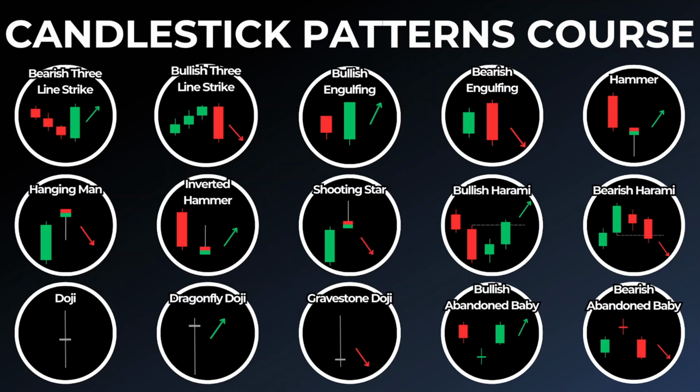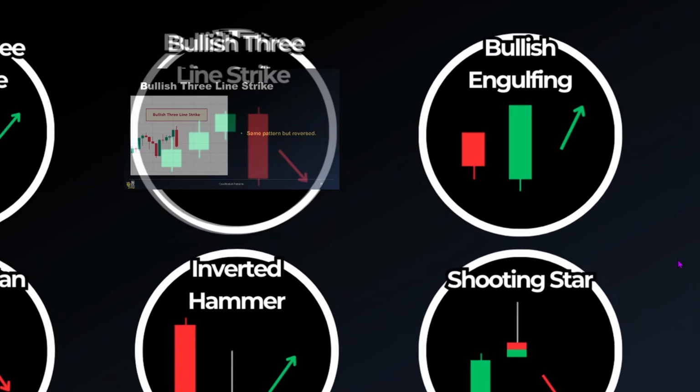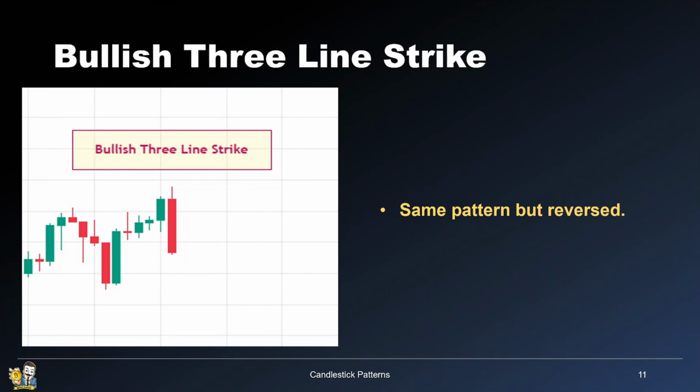Now, let's discuss the bullish 3-line strike. It's the exact same pattern but reversed. In fact, we can see 3 bullish candles here, and a Marubozu that engulfs these 3.